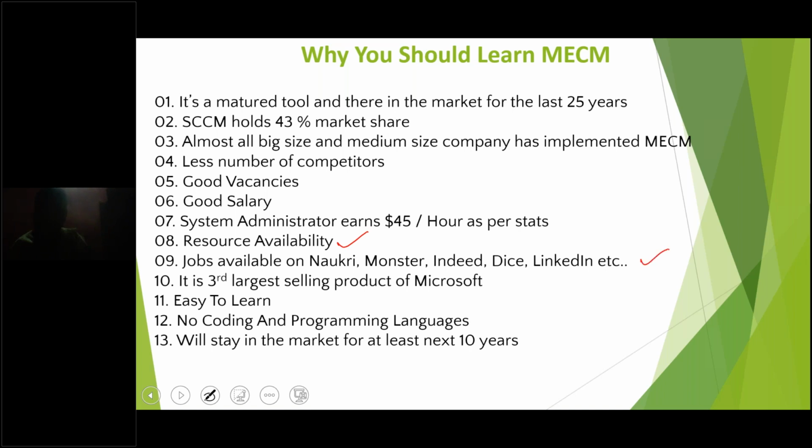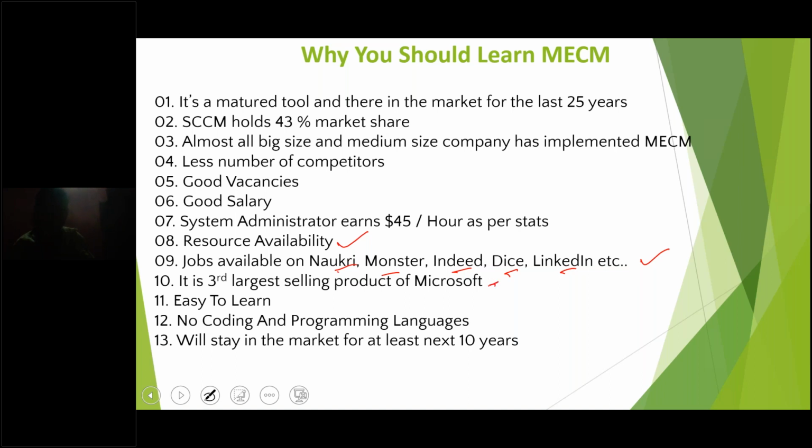Then, where will you get SCCM related jobs? You have to apply for jobs on multiple job portals like Naukri, Monster, Indeed, Dice, LinkedIn. These are the leading job portals where you should upload your resume, so that the people who are looking for SCCM administrators will arrange interview calls for you guys.